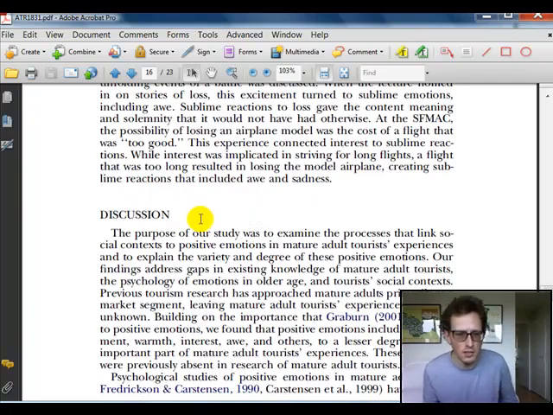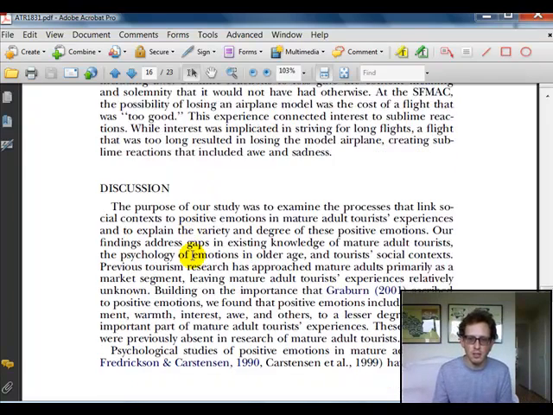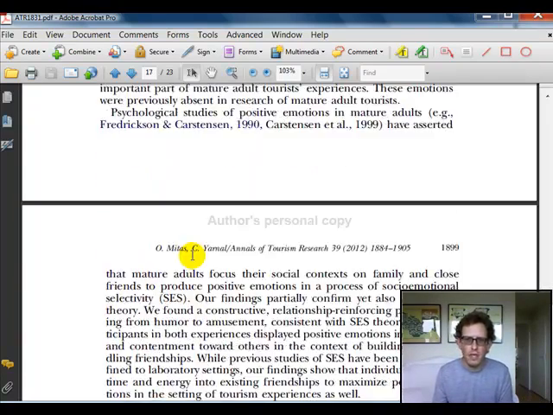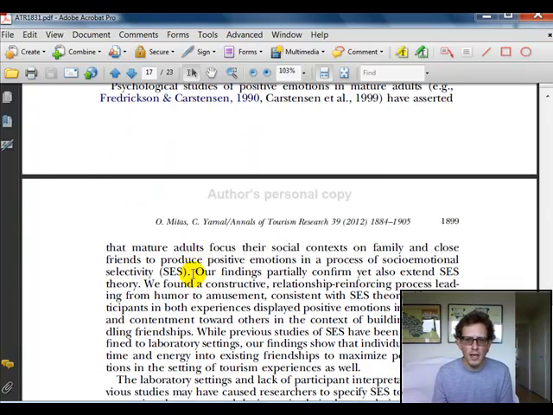Then we have a section called the discussion. And again, like in the other 2 papers that we've seen, this section called discussion is about taking that previous knowledge from which something was missing and making the argument, hey, what was missing from the previous knowledge? I found it. I filled in that missing knowledge. And just to give you a little example here, our findings partially confirm yet also extend this SES theory.